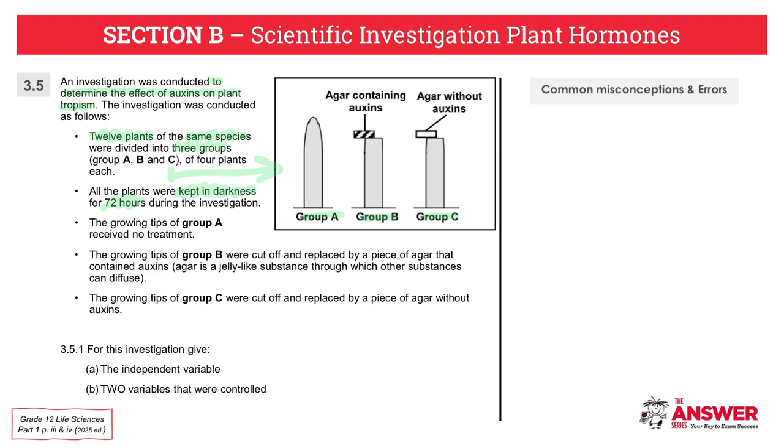The growth tips of group A received no treatment. We can see that the growth tips of group B were cut off and replaced by a piece of agar that contains auxins. And then they even tell you that agar is a jelly-like substance through which other substances can diffuse. And then in C, the growth tips were cut off and replaced by a piece of agar, but there was no auxins present in it.